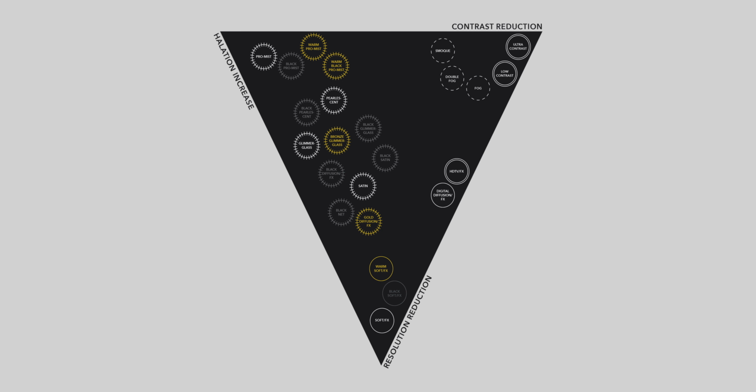To give you an example, in a lot of my videos lately, I've been using a black mist filter, which is towards the top left of the triangle. Now, my filter isn't by Tiffen, it's from a different brand, and because of that, it might perform a little bit differently than what you would expect by looking at the diagram.